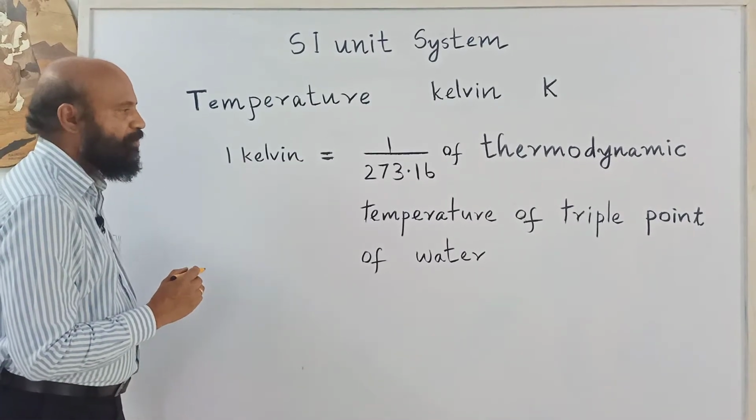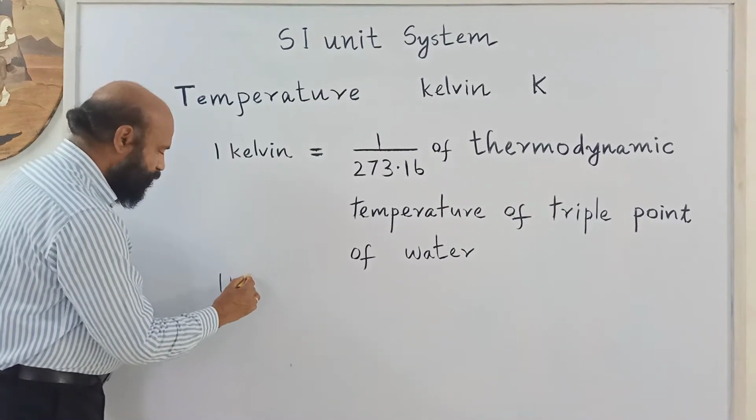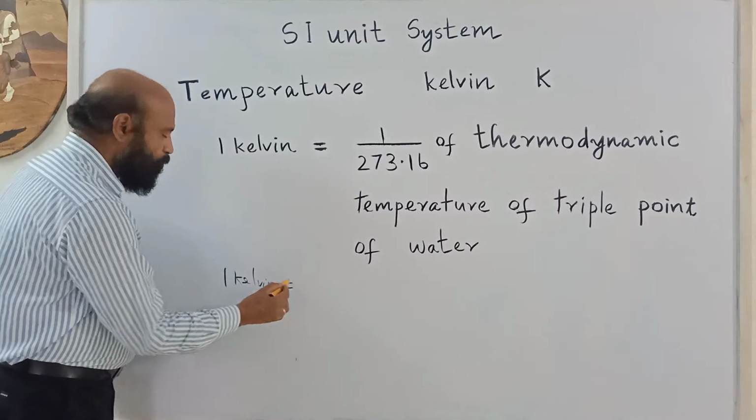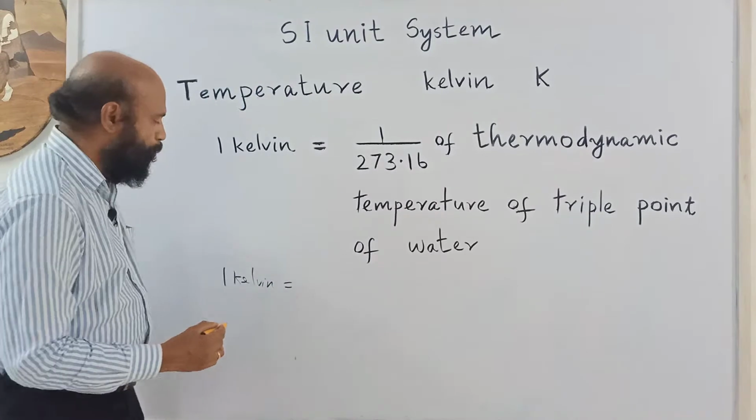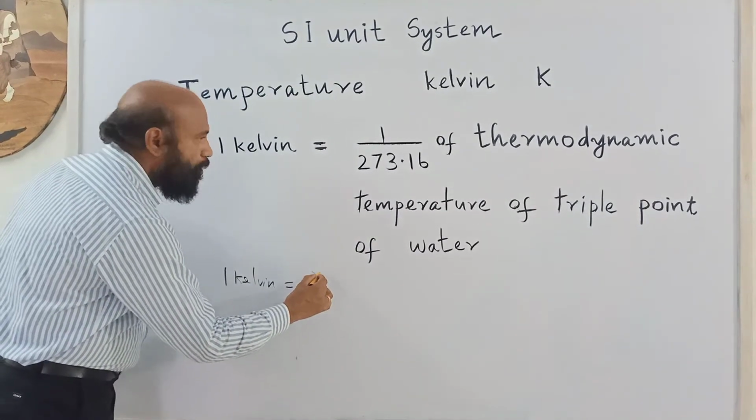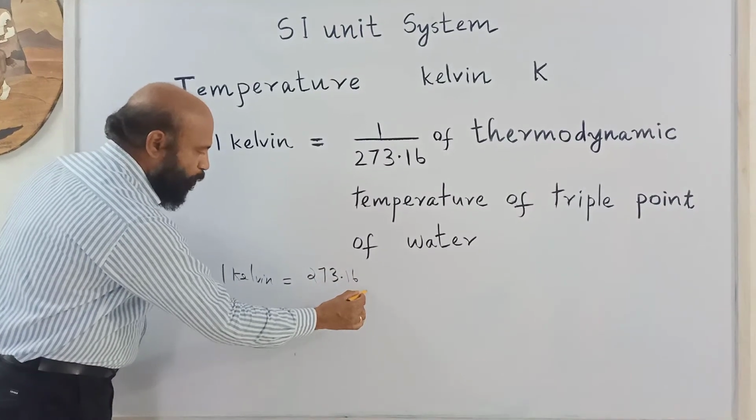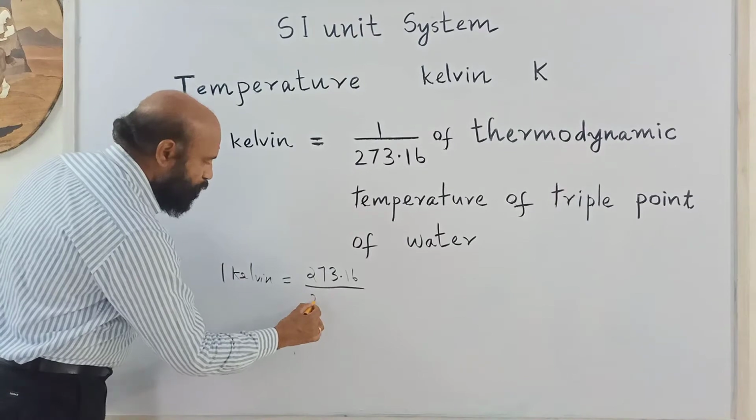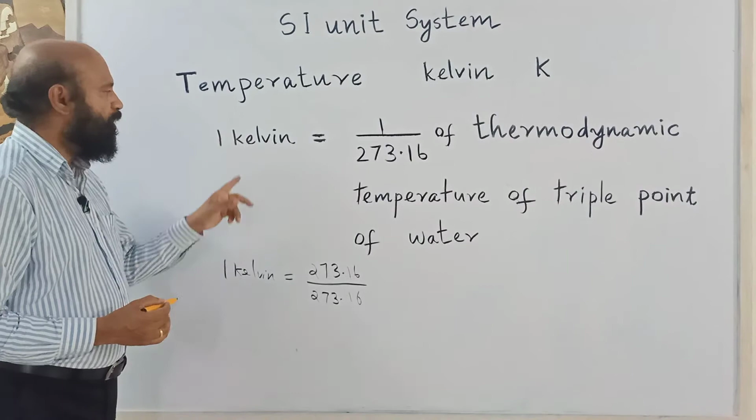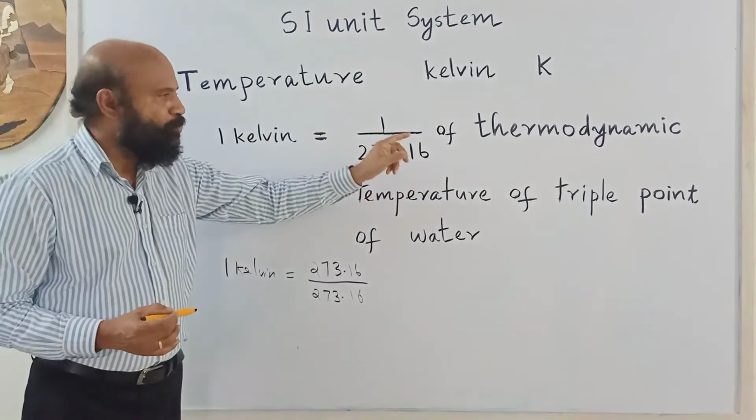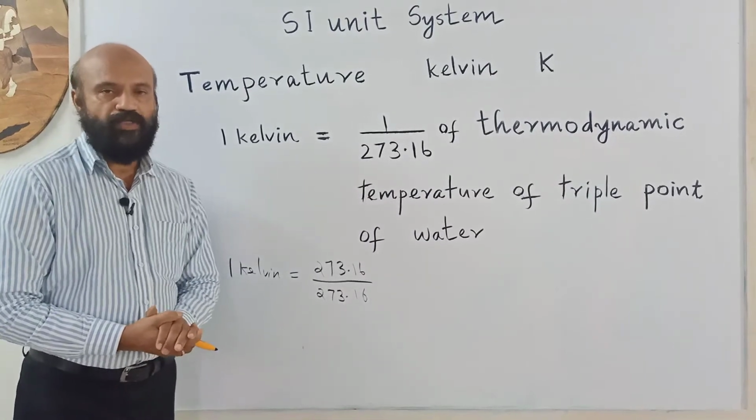That is 273.16. So 1 Kelvin is equal to 1 by 273.16 of the thermodynamic temperature of triple point of water. Thermodynamic temperature of triple point of water is 273.16, then 273.16. That is how it is 1 Kelvin. So 1 Kelvin is 1 by 273.16 of thermodynamic temperature of triple point of water.